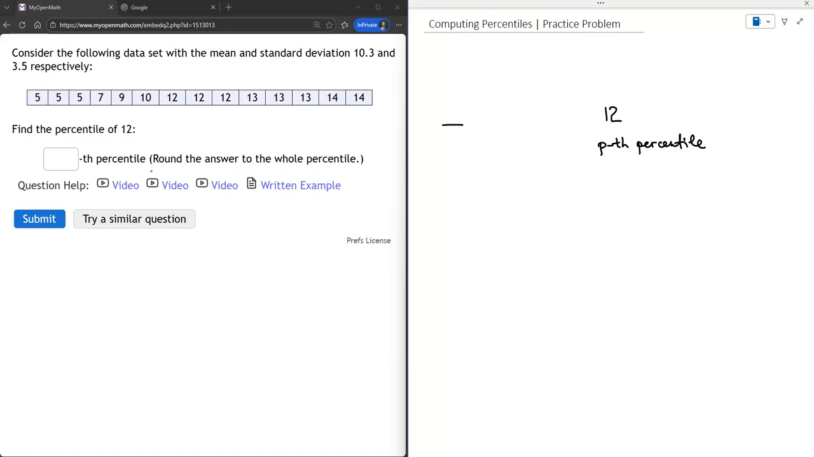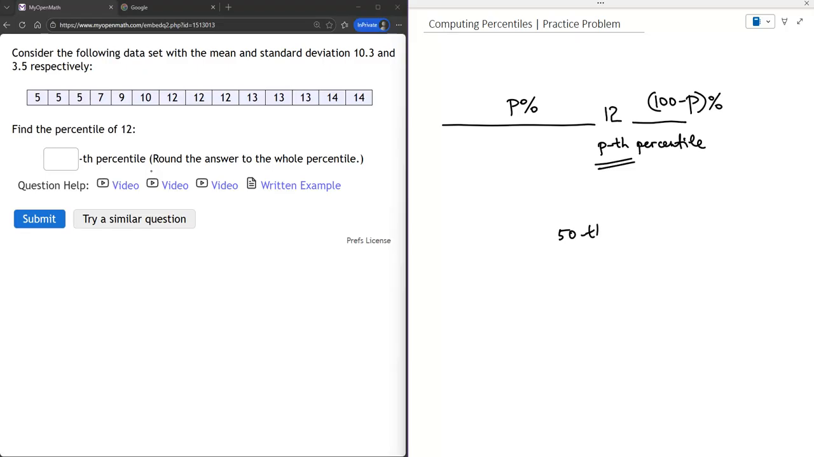That means 12, if the data set is put in increasing order or any order, p% of observations will be below 12 and 100 minus p% will be above 12. So that's what it means to be the pth percentile.